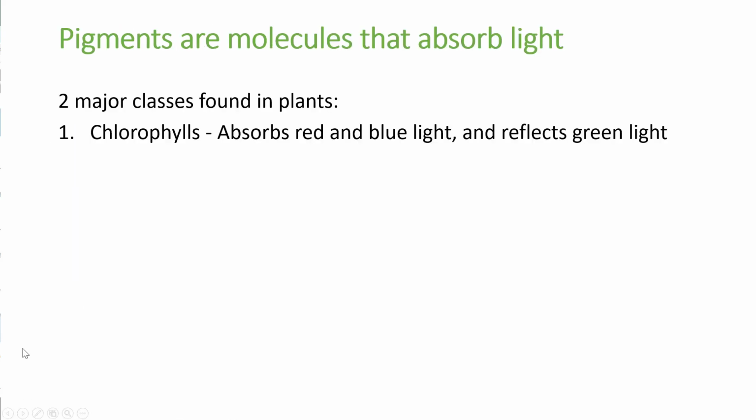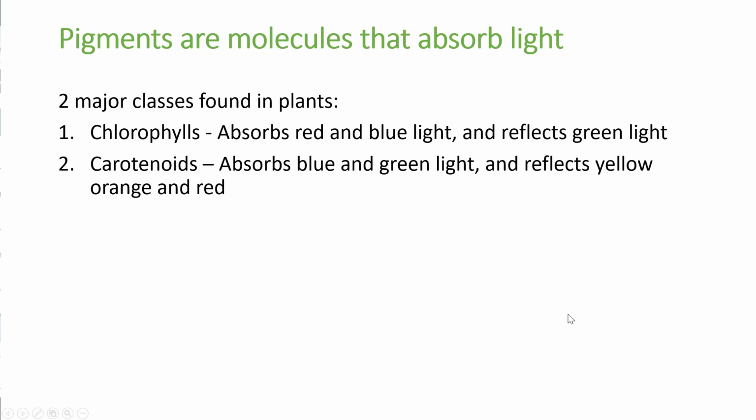Okay, so I mentioned pigments. Pigments are just molecules that absorb light. And in plants, there are two major classes. We've got the chlorophylls. Those are the ones that make the plant's leaves green, and that's because they're very good at absorbing red light and blue light. Then what they do is they reflect green light. So when we look at a leaf and it's green, that's because we're seeing the reflection of the green light by the chlorophylls.